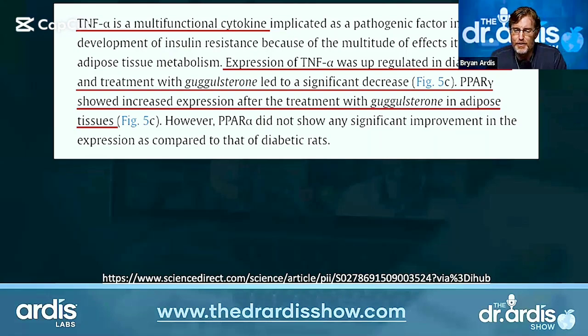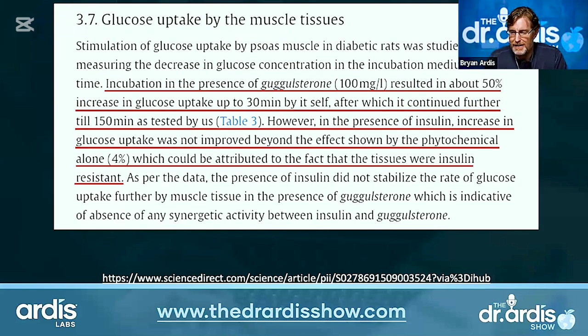There's also something called tumor necrotic factor, which is for tumors. Expression of tumor necrotic factor was upregulated in diabetes rats, and treatment with Guggulsterone led to its significant decrease. It showed an increased expression after the treatment with Guggulsterone in adipose or fat cells. The uptake of sugar in muscle tissues, meaning to burn up the glucose so you don't have high levels of blood sugar, was improved with Guggulsterones.